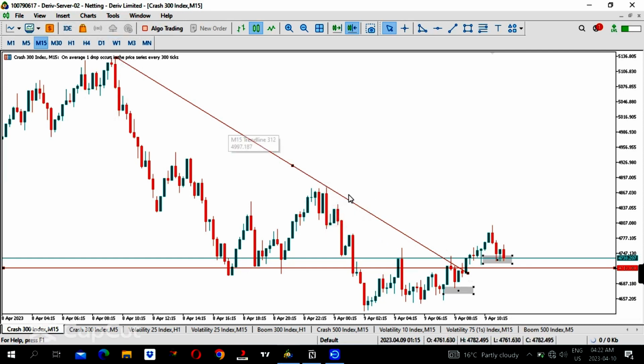So when you're using a trend line, you anticipate that, for example, when the market pulls back over here, you could have entered for a sell.